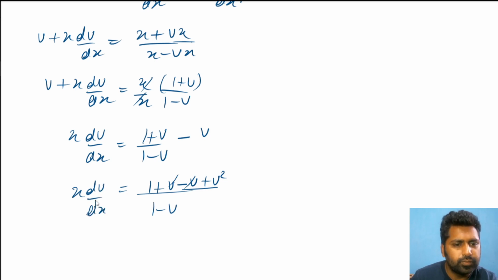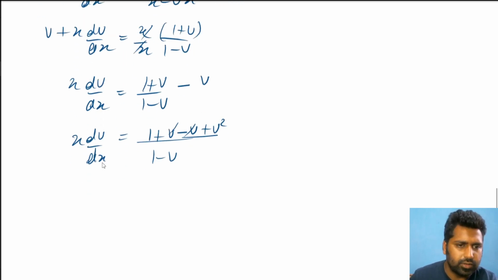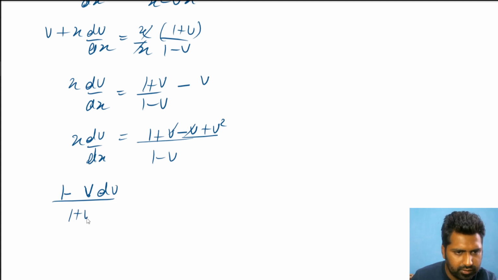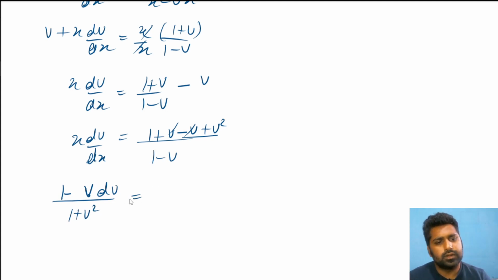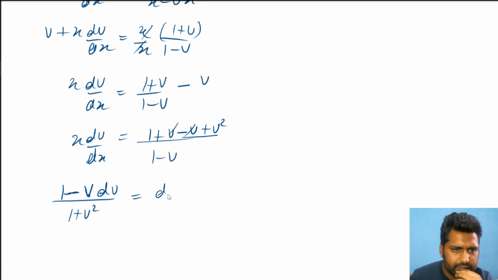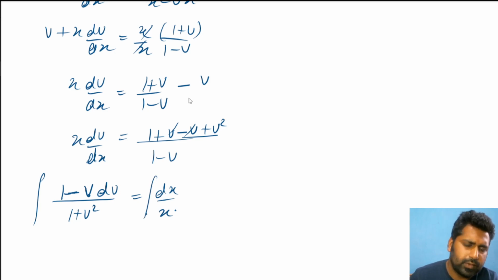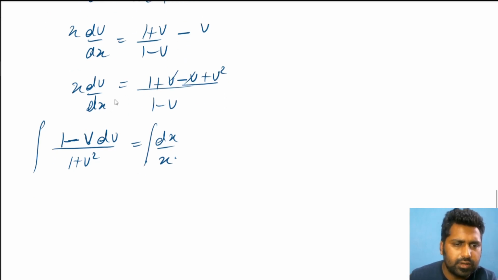And now what you do? You do the separation of variables. So dx on the right side, x terms on the right, v terms on the left. So dv times 1 minus v in the multiplication, and 1 plus v square will go in denominator. This one is dx will come in numerator, x will come in denominator. Then integrate both sides. What I've done is taken the terms of x here and v terms on the left side.